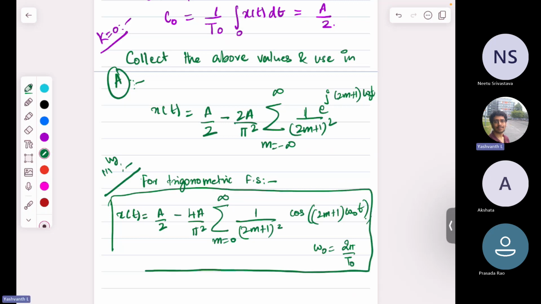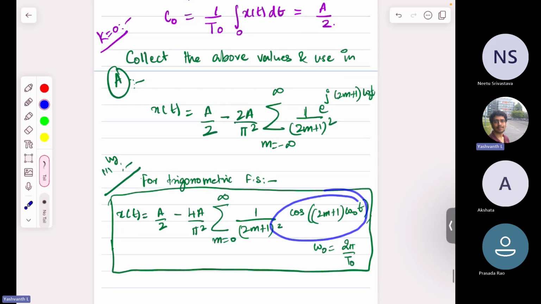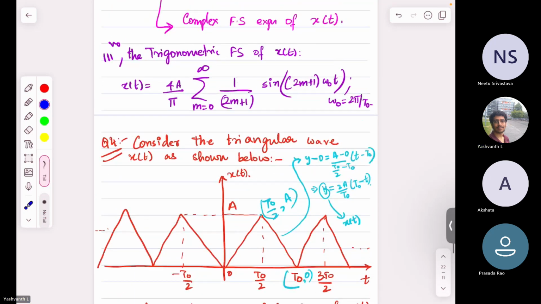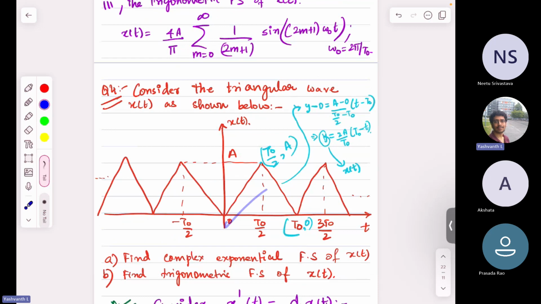Okay, see again, make an observation. Your Fourier series is containing only cos terms. Why? Go back to the x of t. This is your x of t. This is completely an even signal. That's why you had only cos terms and not the sin terms.